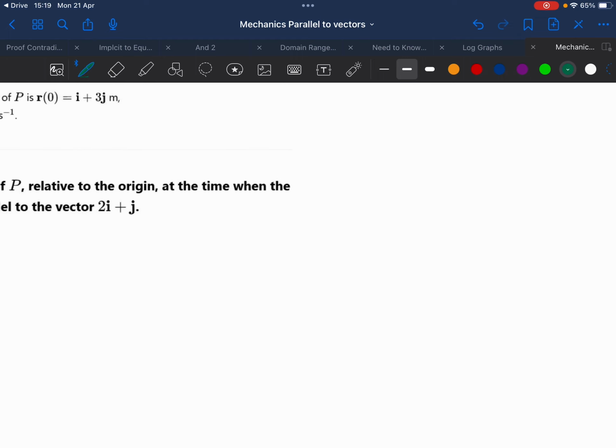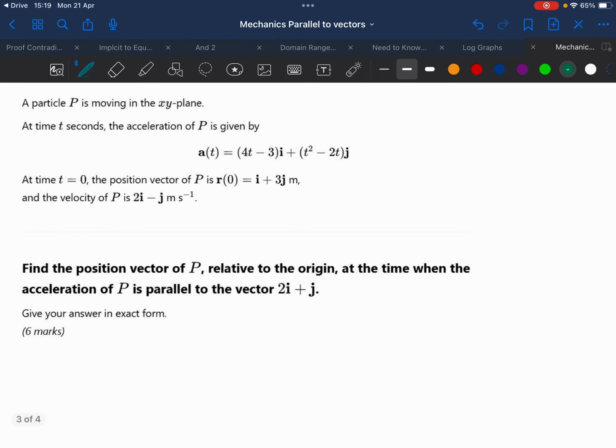So I'd encourage you to pause the video and take some time to go through this question here. And let's have a go at it then. So we've got our acceleration. We've got, again, our piece of information for the integration. And we're looking for the time when the acceleration is parallel to this. So let's do the parallel part first.